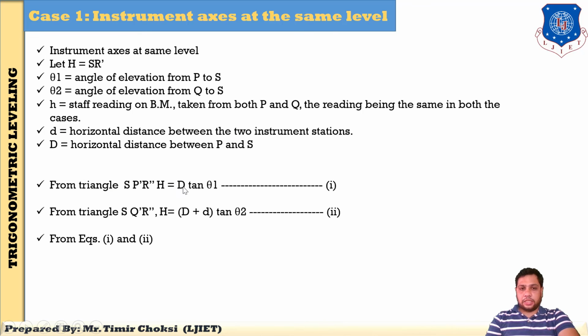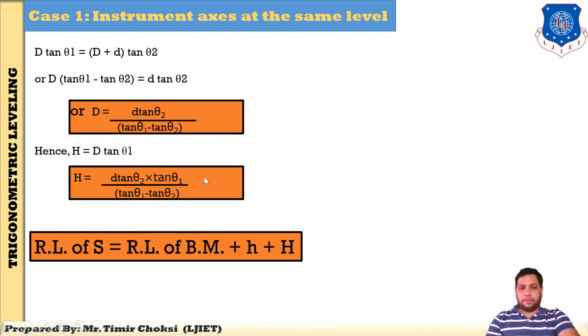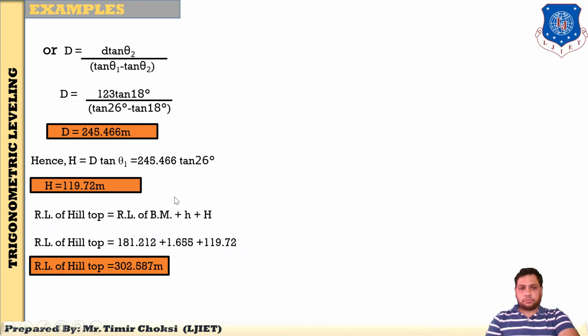There are two formulas for finding H, but you can easily find it with the formula H equal to D tan theta 1. Both formulas are right and give the same answer. So you directly find H equal to D tan theta 1. D you have already found, and you find the answer of capital H.